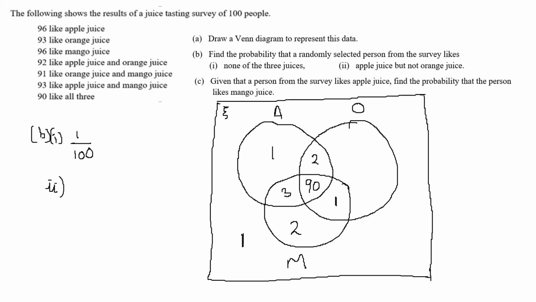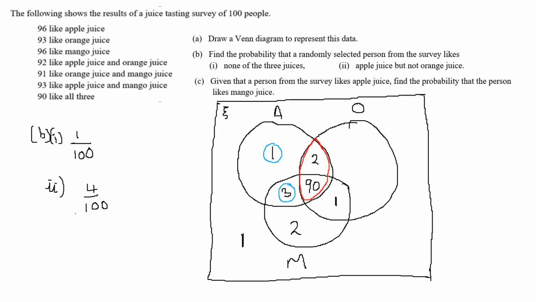Now find the probability that someone likes apple juice but they don't like orange juice. So we want to discount anyone that is in this area here. So this is the area, the intersection of apple and orange juice. So we're not interested in those people. We're only interested in the people that like just apple juice or that only like apple juice and mango juice. And that's going to be 4 people altogether. So the probability that people like apple juice but not orange juice is 4 out of 100.